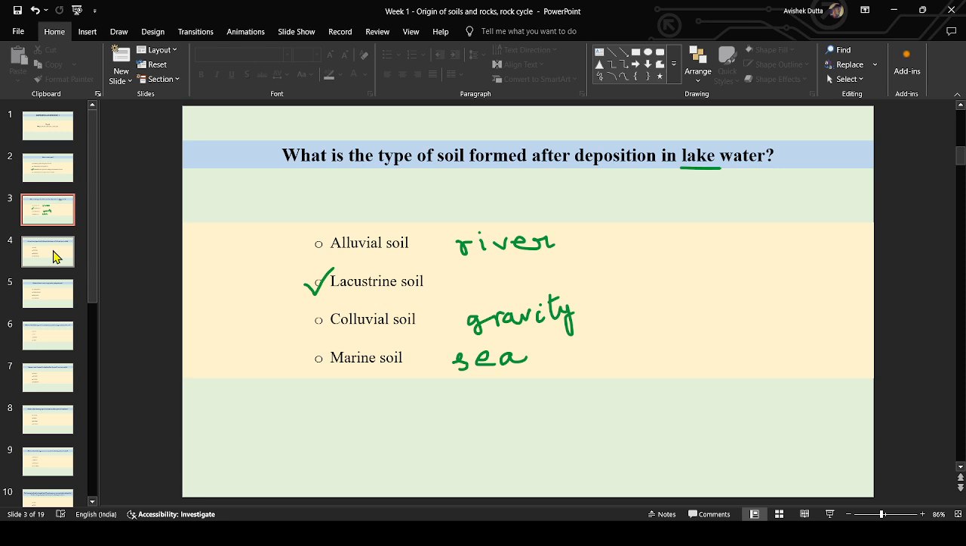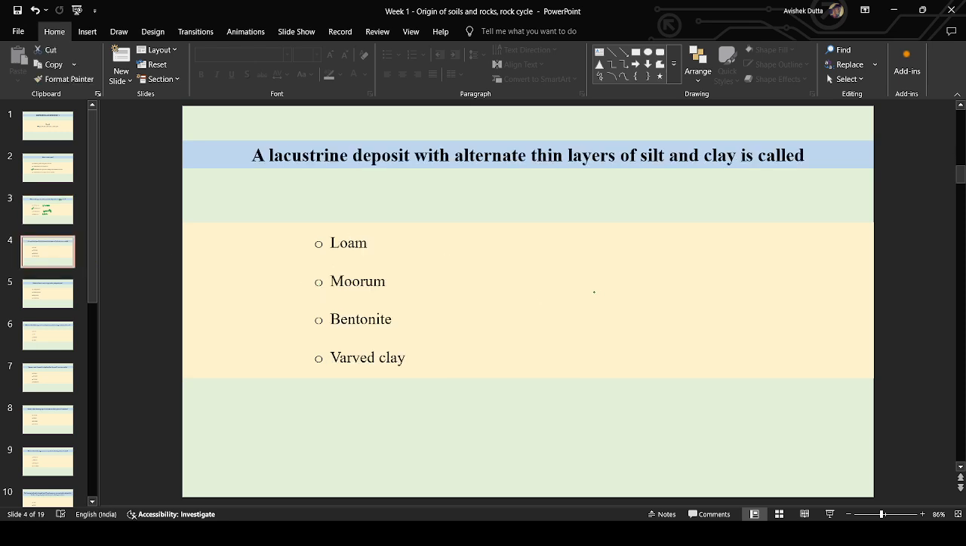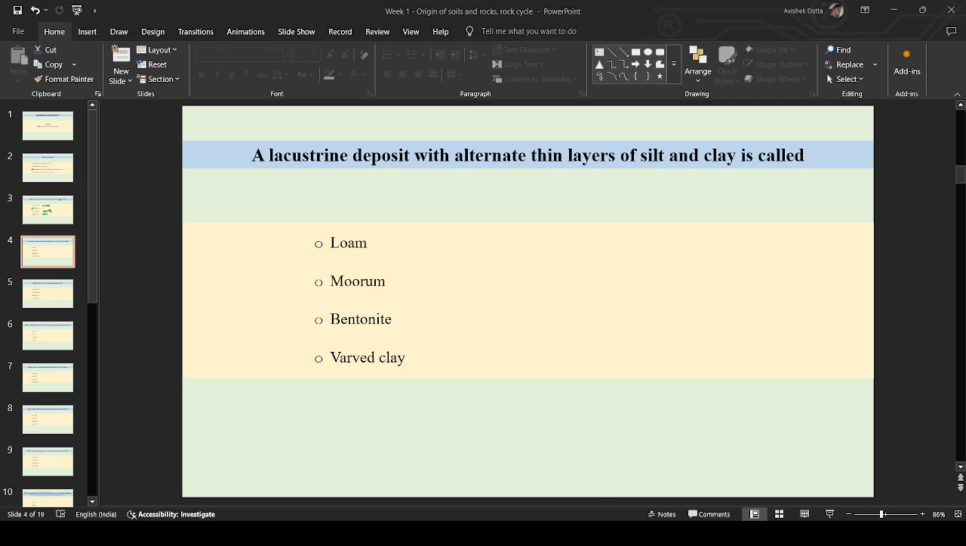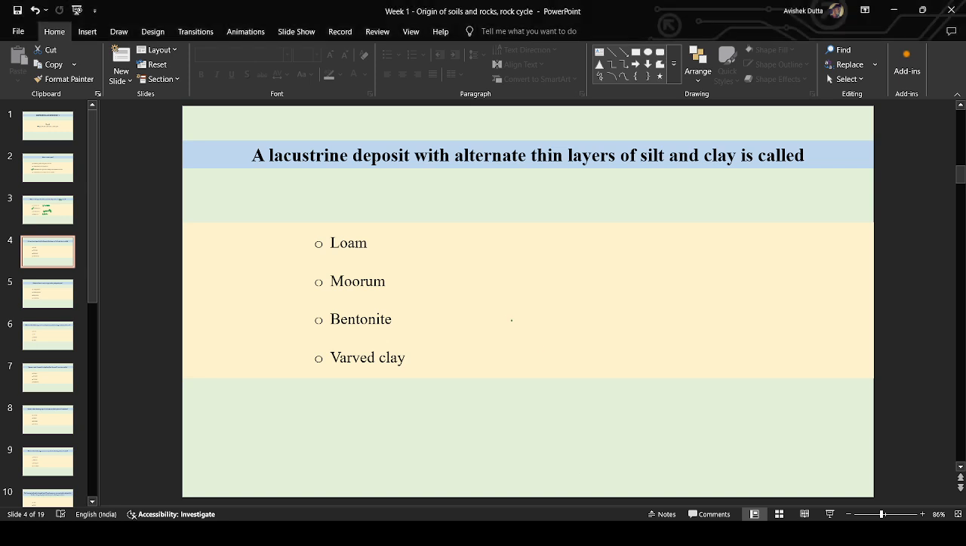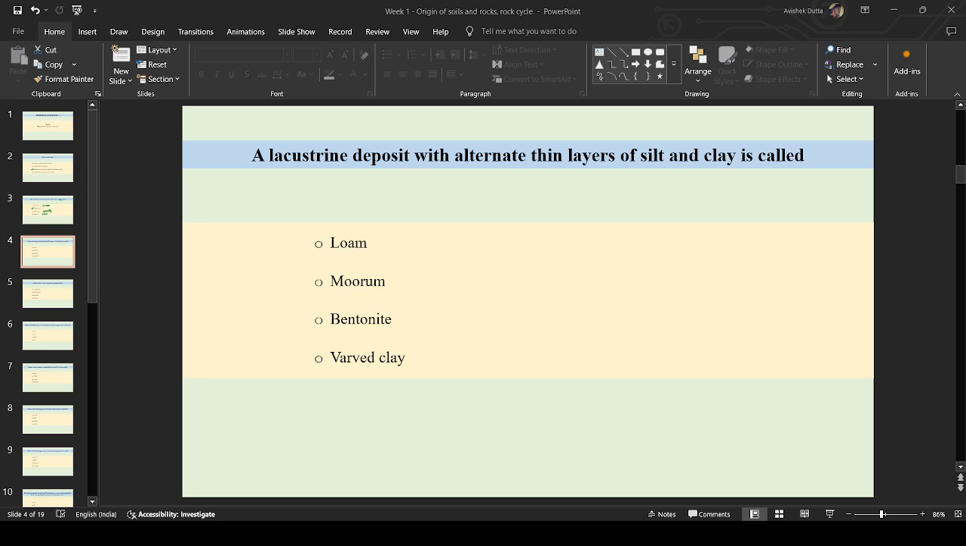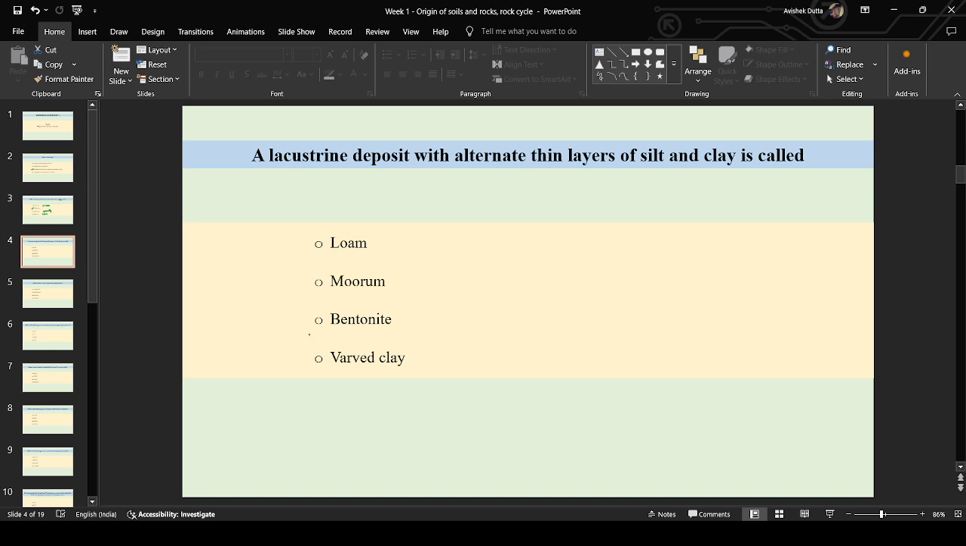Next question. A lacustrine deposit with alternate thin layers of silt and clay is called? Any answer? Warped clay, sir. Yes, warped clay is the correct answer, because when after the deposition in the lake water we find alternate layers of silt and clay, that deposition is known as warped clay. It is not pure clay.